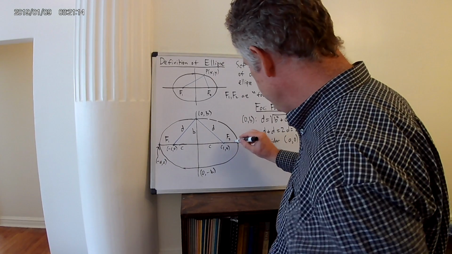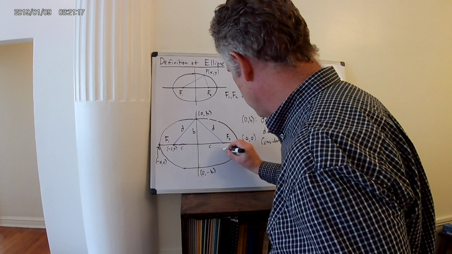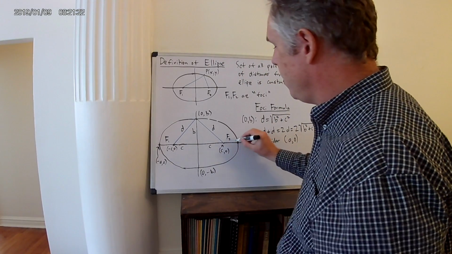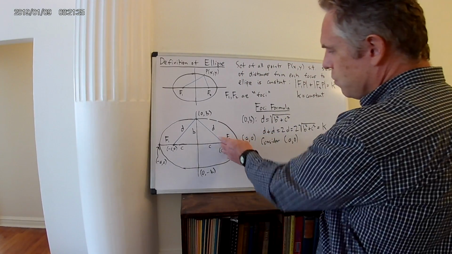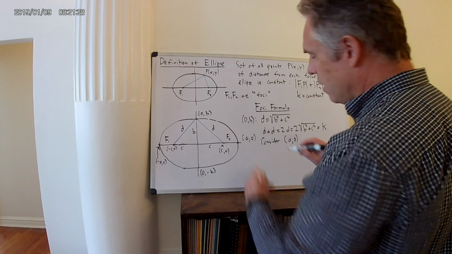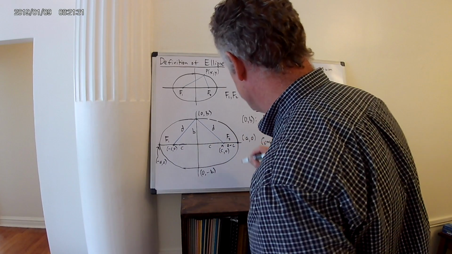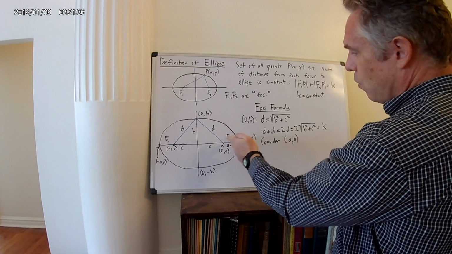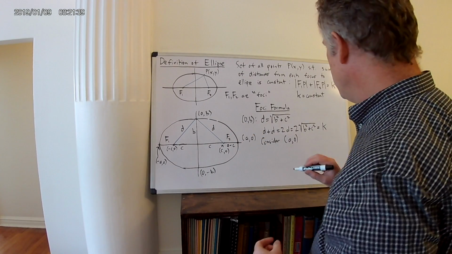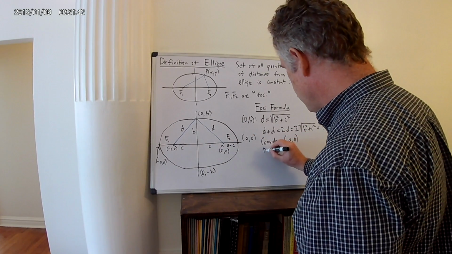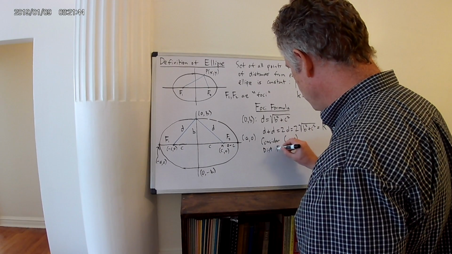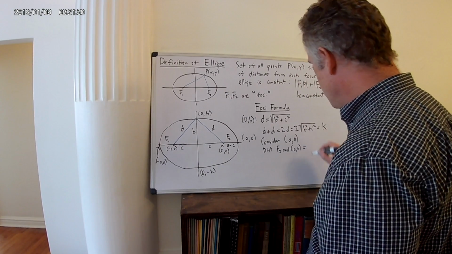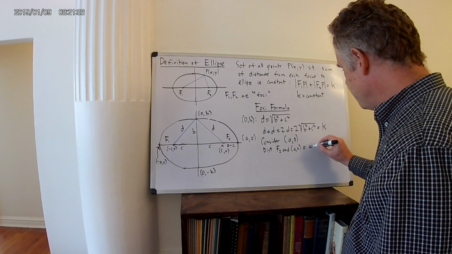Now, what is this distance? Let me move this down a bit here. C comma 0 up there. What is this distance right here? Okay, this distance right here, this is A, and this is C. So this distance right here is A minus C. Okay, so what is the distance between this focus, F2, and the point A comma 0? This distance is equal to A minus C.